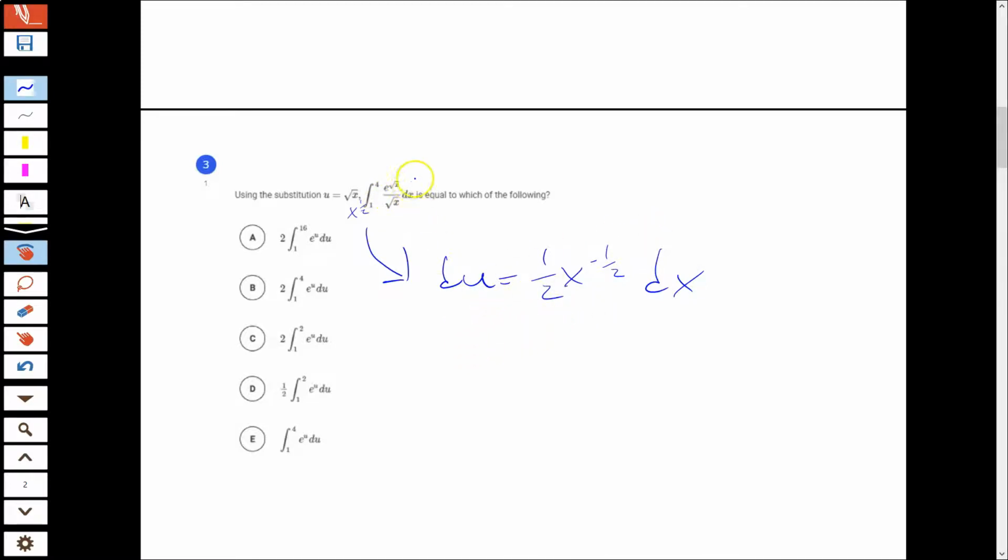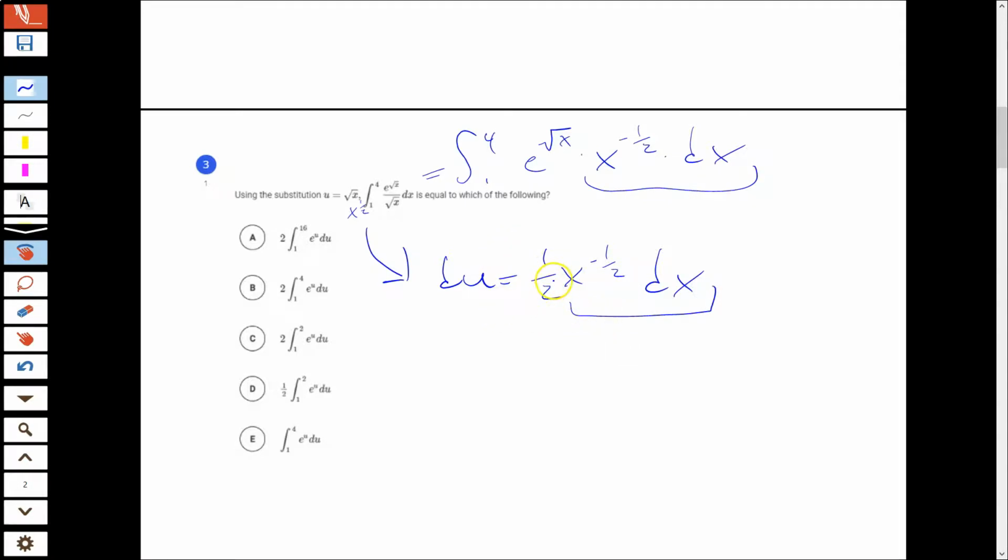Notice, maybe I should rewrite this here to make it clear. Notice that this integral is equal to the integral from 1 to 4 of e to the square root of x times square root of x on the bottom, which is the same as x to the negative 1/2 dx. Right, so there is my dx piece. So I have this and this, which should make me happy.